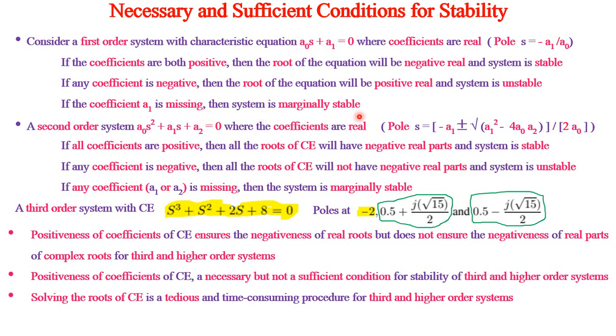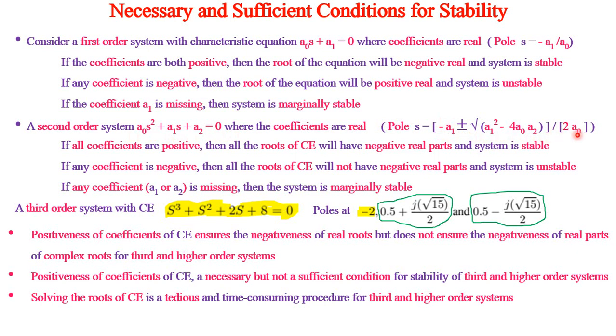This again we have understood in the location of poles in the S plane for stability. For example, let us consider the characteristic equation a0 s square plus a1 s plus a2 equal to 0, which is a second order system. Let us assume that all the coefficients are real. So the poles, if we find out the roots using the quadratic equation formula, are minus a1 plus or minus square root of a1 square minus 4 a0 a2 divided by 2 a0.